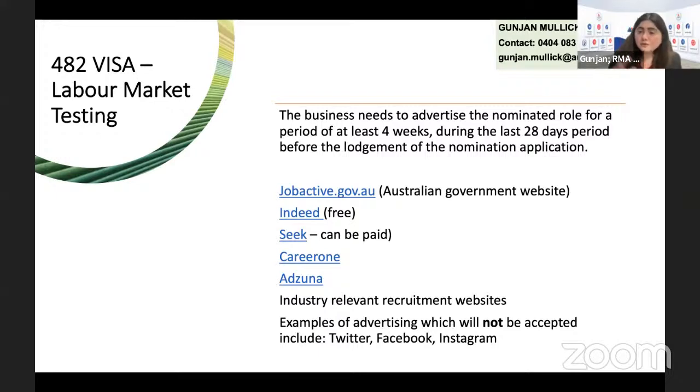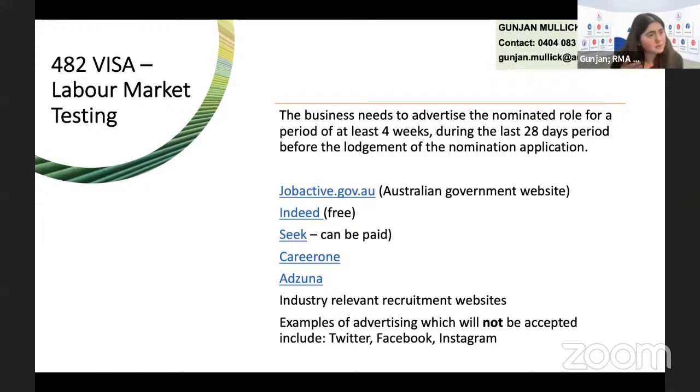So the job has to run for 28 days. So for example, if the company has placed the job advertisement on the 1st of, let's say, August 2022, now from 1st of August till the 29th of August, the job has to be run. So if you've hired an agent, how it needs to be proved is that you save the job advertisement on the first day, and on the 28th day to show that the job was running for 28 days and the employer could not find the right candidate. Now, you need to keep in mind that the job should not be advertised for the purpose of hiring you. The job has to be advertised genuinely.